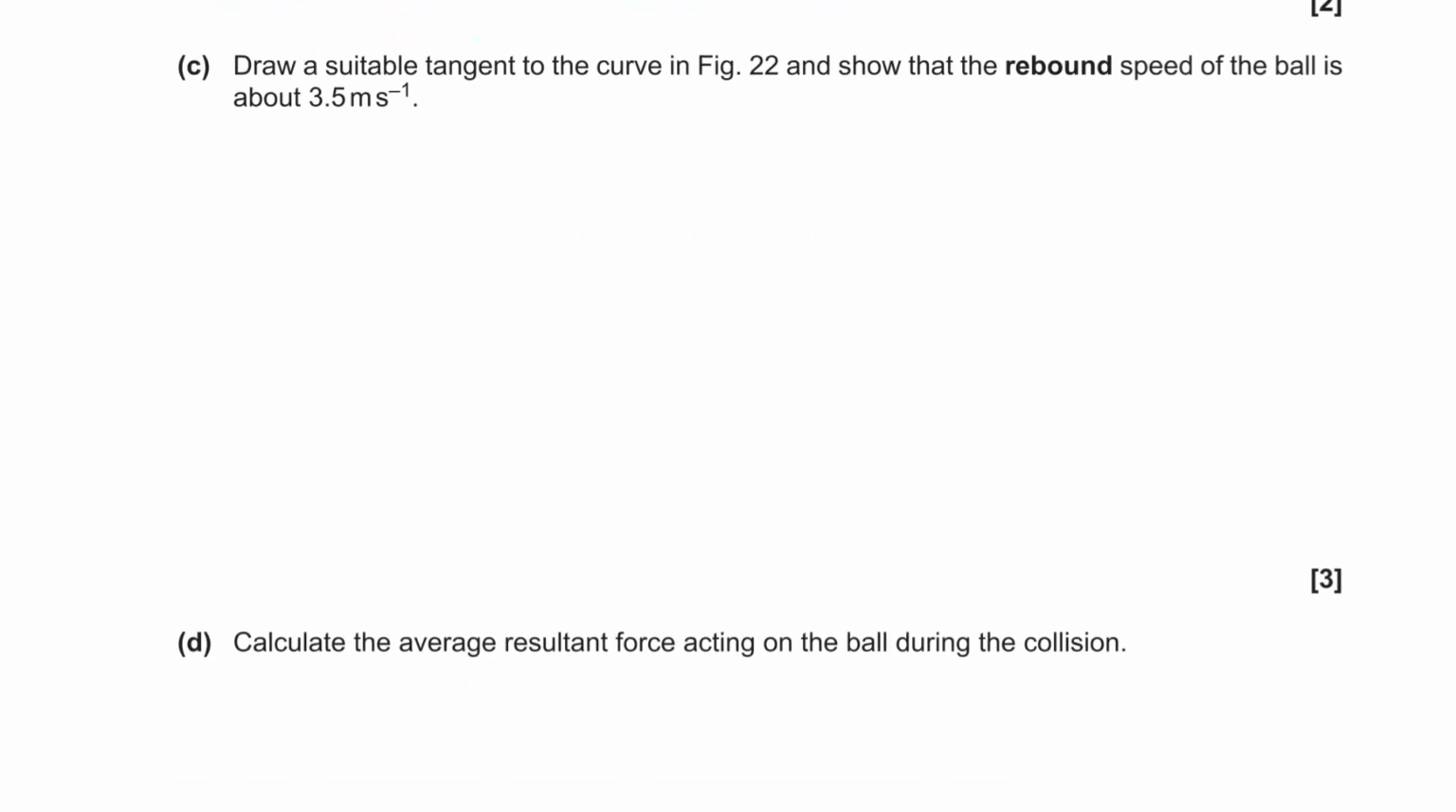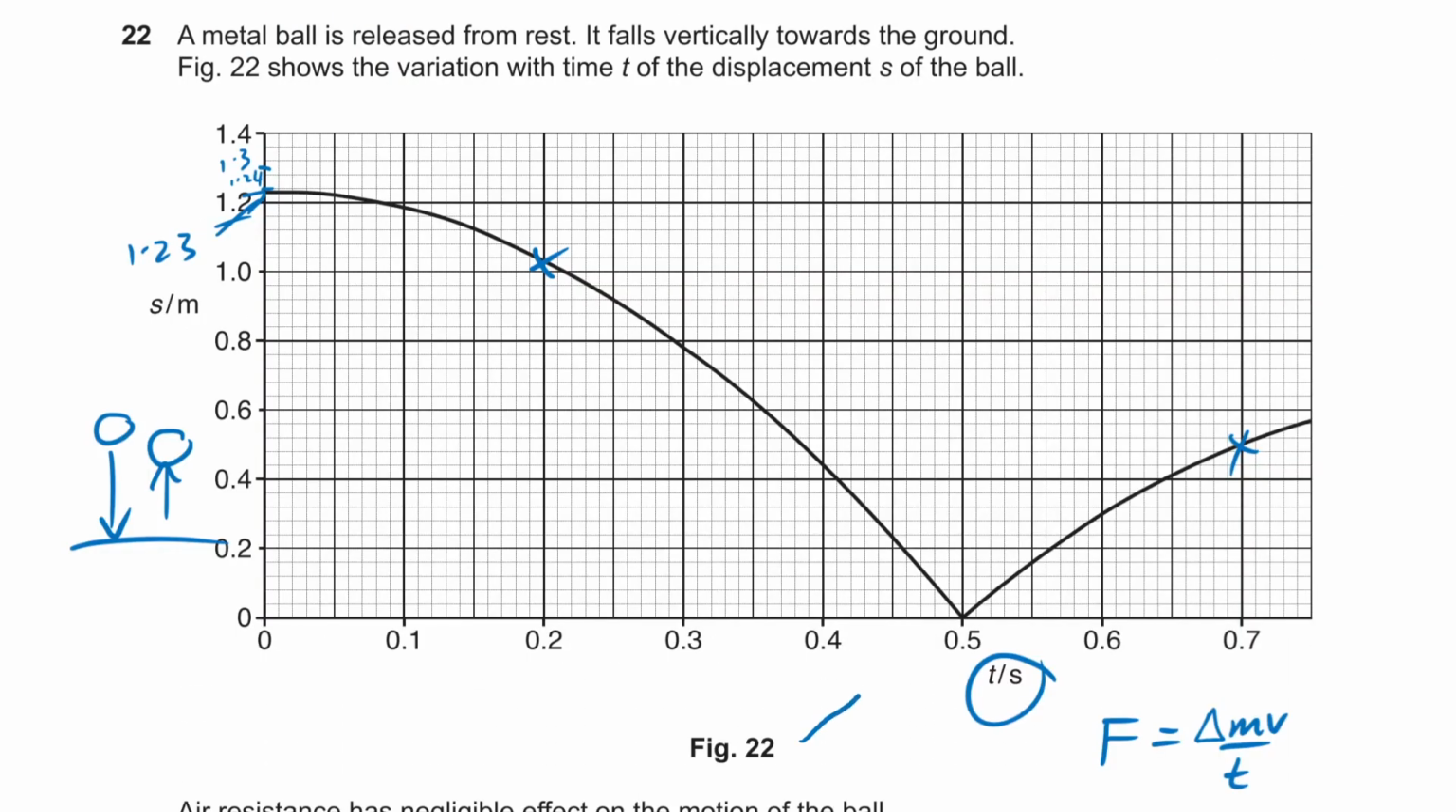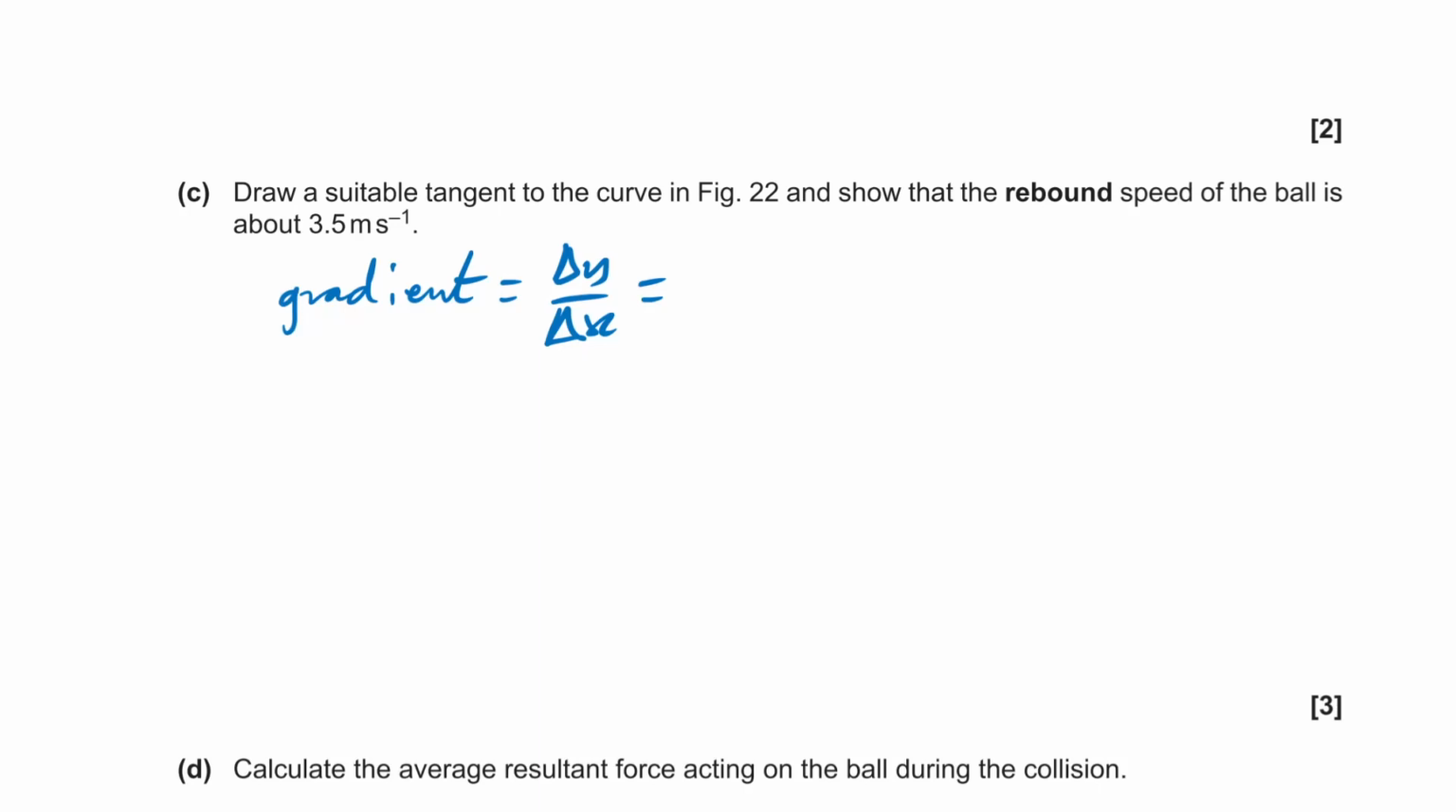Next we're being asked to draw a tangent to show the rebound speed. Okay, so we just draw a tangent. I don't have a ruler. You always must do it with a ruler. Make yourself a big triangle and just do change in Y divided by change in X, or in other words, change in S divided by change in T here. And that should give you about 3.5.